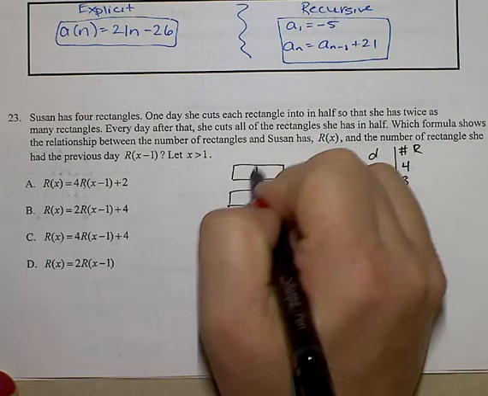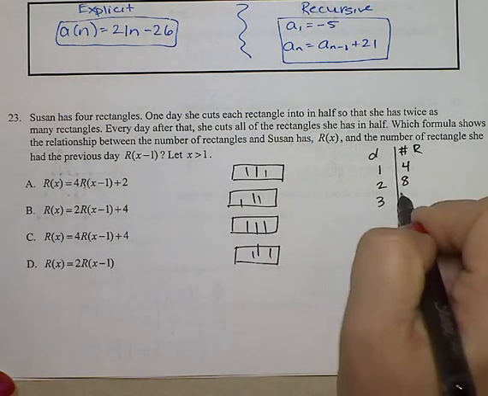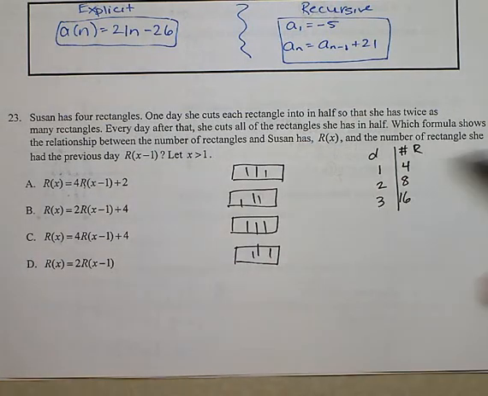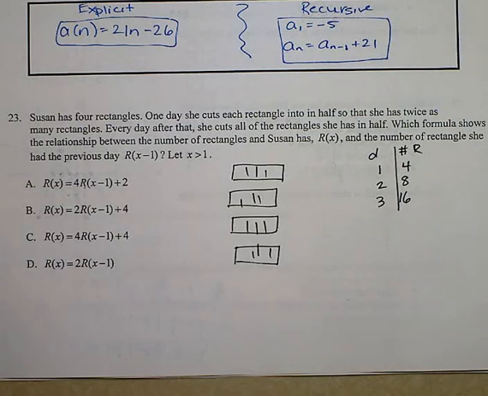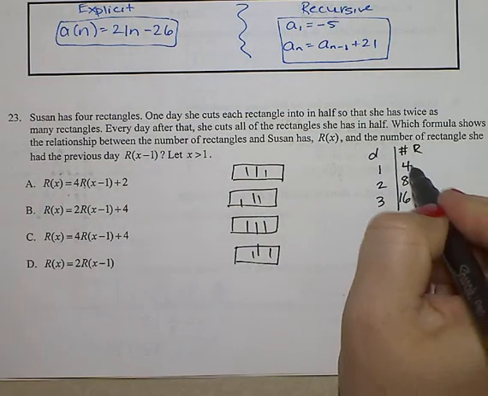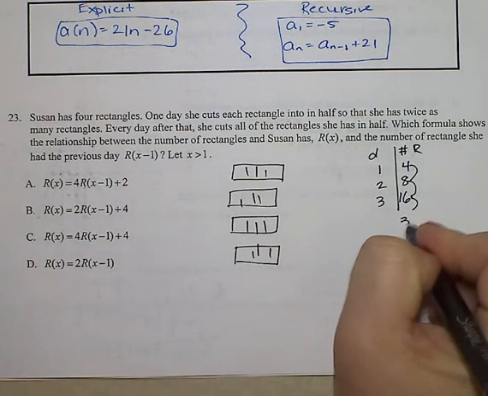Okay, she cuts each one of those in half, and now on day 3 she has, okay, let's stop. Let's look at the pattern. How do I go from 4 to 8? I'm doubling it. By the way, this is not going to be arithmetic, this is geometric, because instead of adding a specific number, we're multiplying by a specific number. Times 2, 8. Times 2, 16. Times 2, 32.